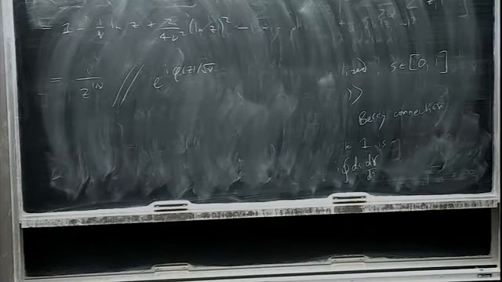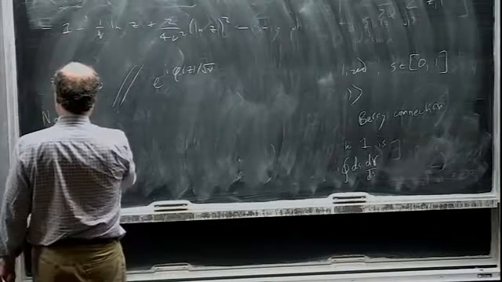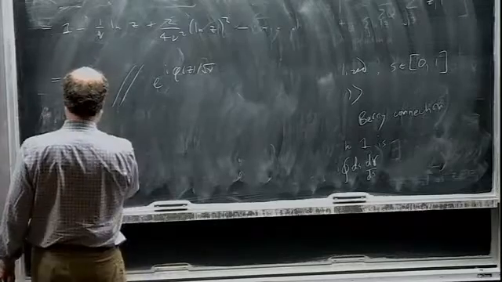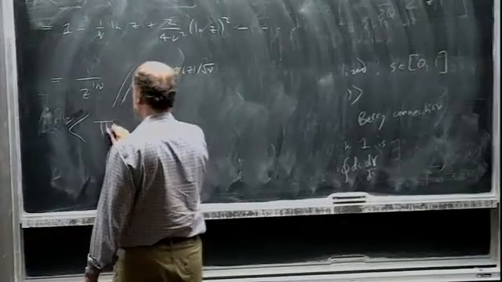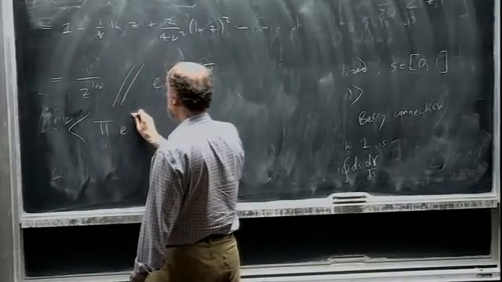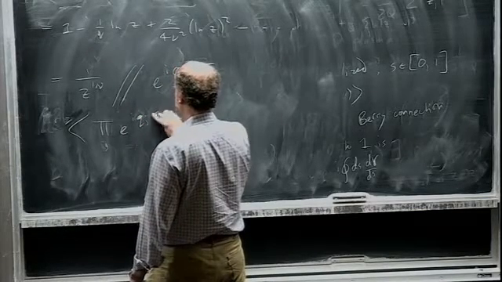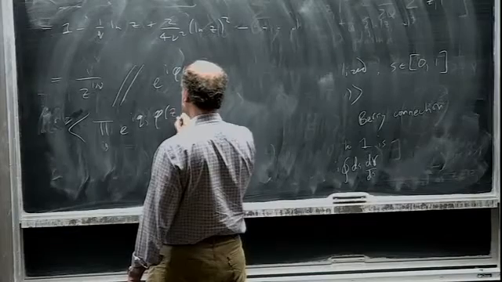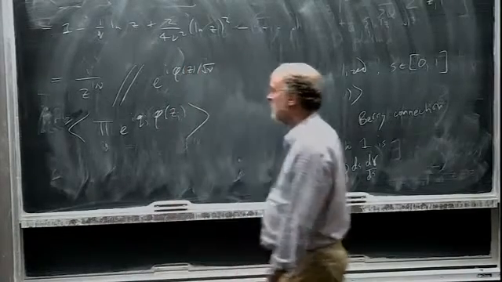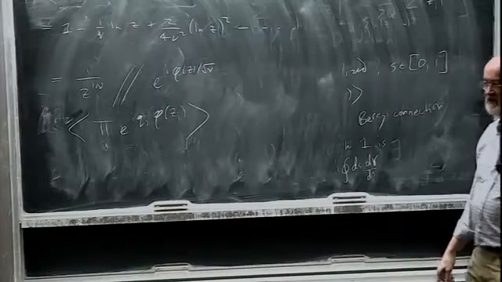So to get a non-zero correlation function, let me write the general correlation function. I might have a product of e to the i q sub j phi of z sub j. Suppose I want to evaluate something like this.